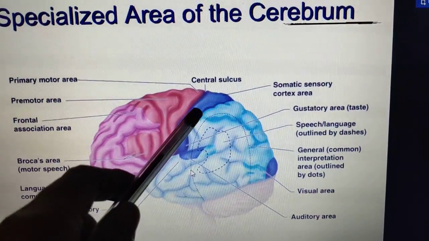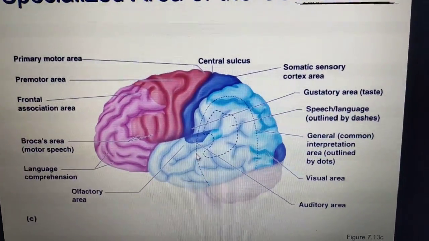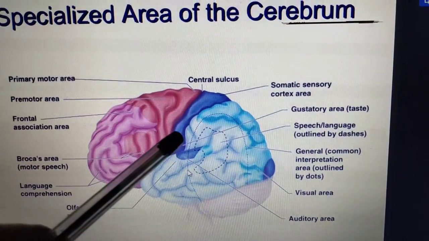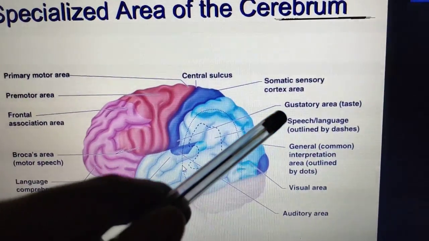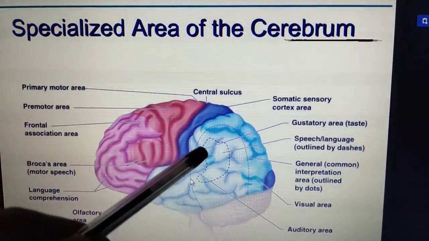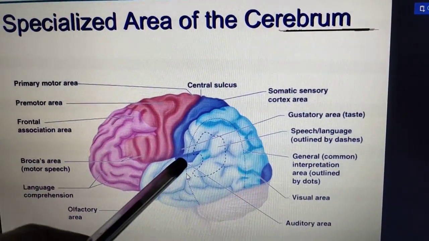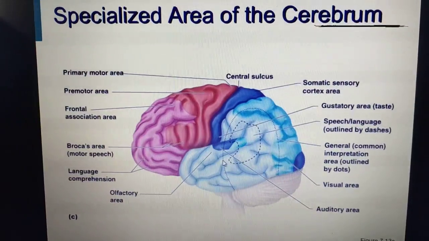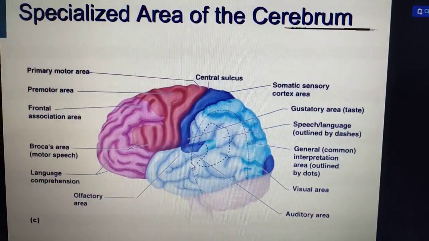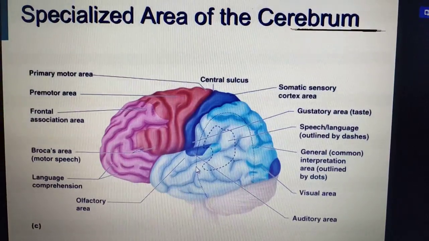Again, this dark blue is the somatic sensory cortex area, meaning movements and all. In this area is gustatory, meaning tasting, isn't it? And this area helps with speech or some language, which is carried out by this part. This part is for the visual area, and this we call auditory. So many functions, almost all the sensory functions. Then the memories, intelligent functions and all this are carried out by the cerebrum.